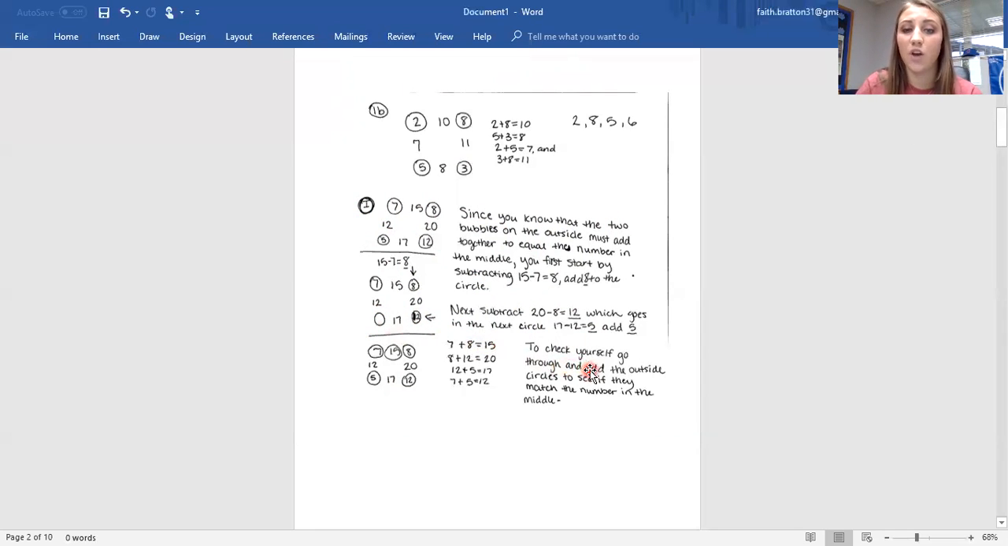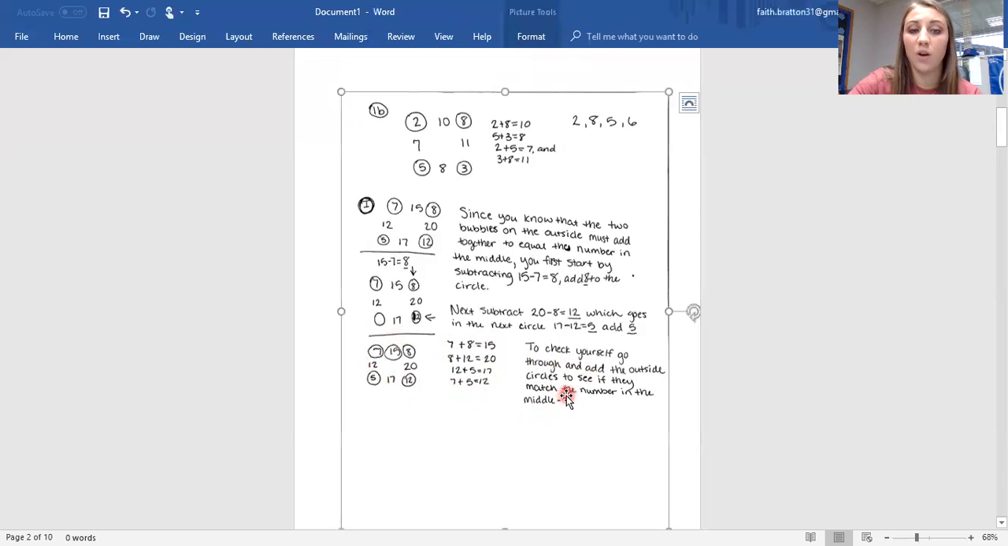To check yourself, go through and add the outside circles to see if they match the numbers in the middle. Okay, so 7 plus 8 equals 15. 8 plus 12 equals 20. 5 plus 12 equals 17. And 7 plus 5 equals 12.